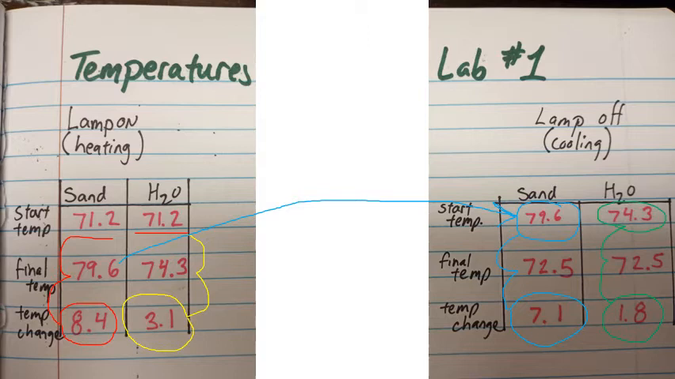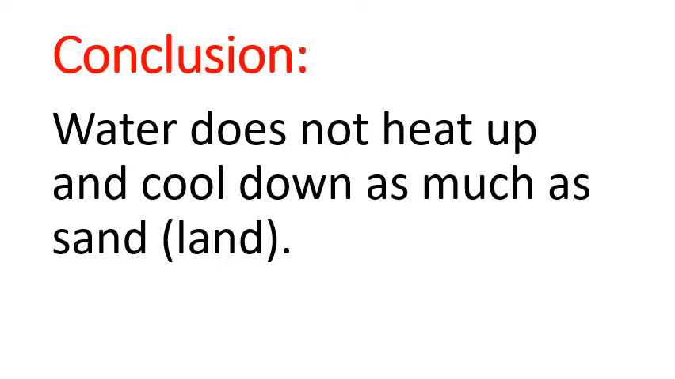So wait a minute. When the lamp was on, the sand changed a lot more than the water. The sand got hotter. But when the lamp was turned off, the sand also got cooler. It cooled down more than the water. So our conclusion would be something like this, that water doesn't heat up and cool down as much as sand. And in this activity, this is meant to model the Earth. Well, you know where the water is on the Earth. It's pretty much in the oceans. And the sand is going to represent the land on our planet.